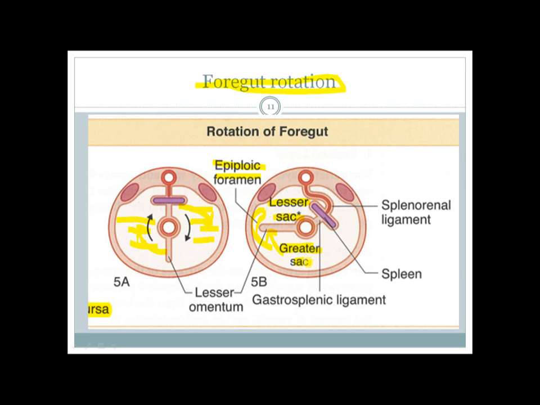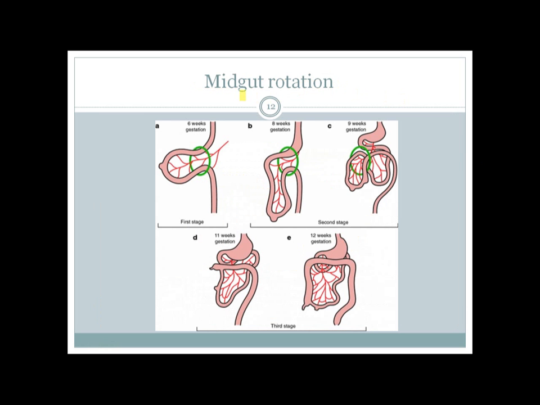Very important to remember. And as you can see, the midgut also undergoes rotation, which is a 270-degree rotation, a bit complex, but this rotation goes through some stages.